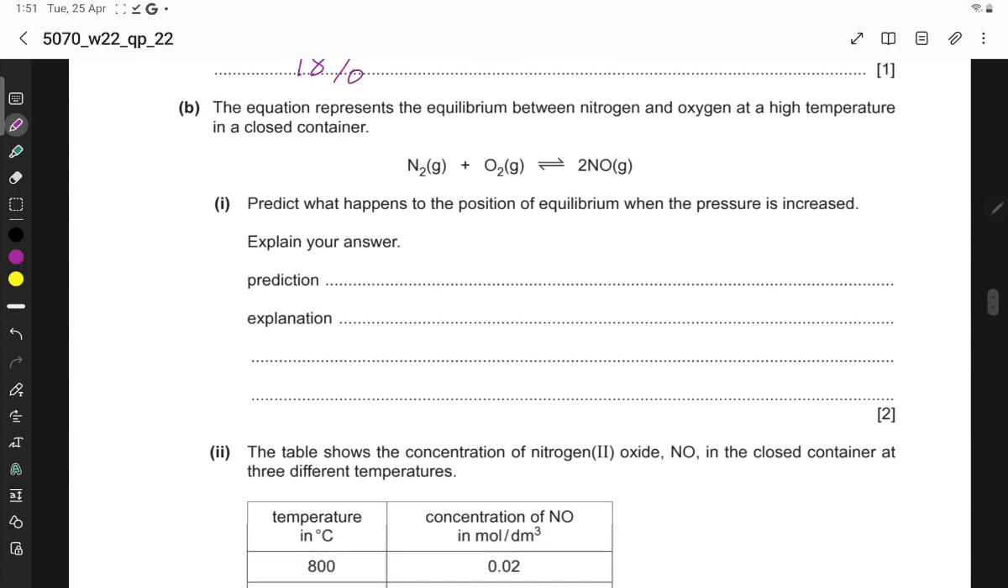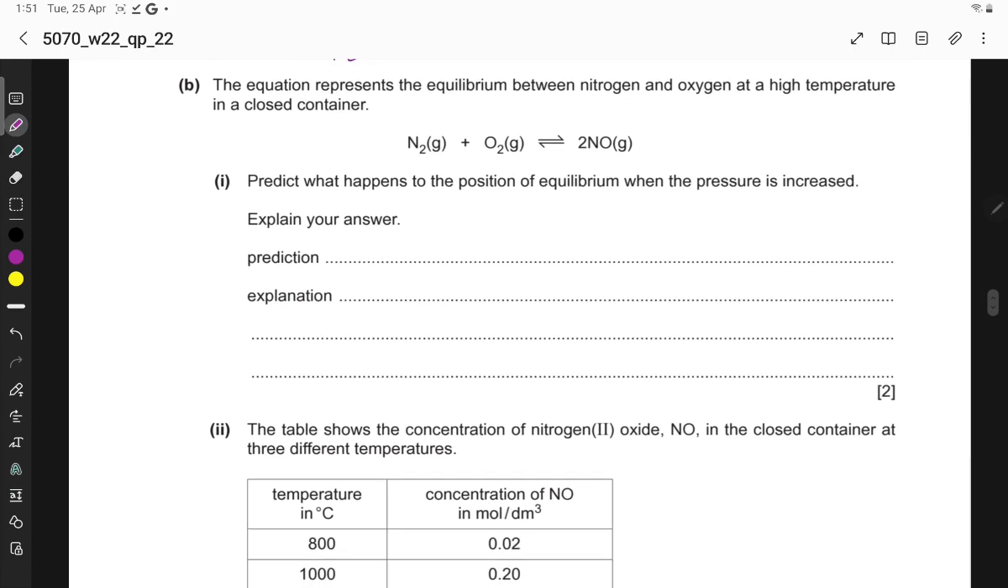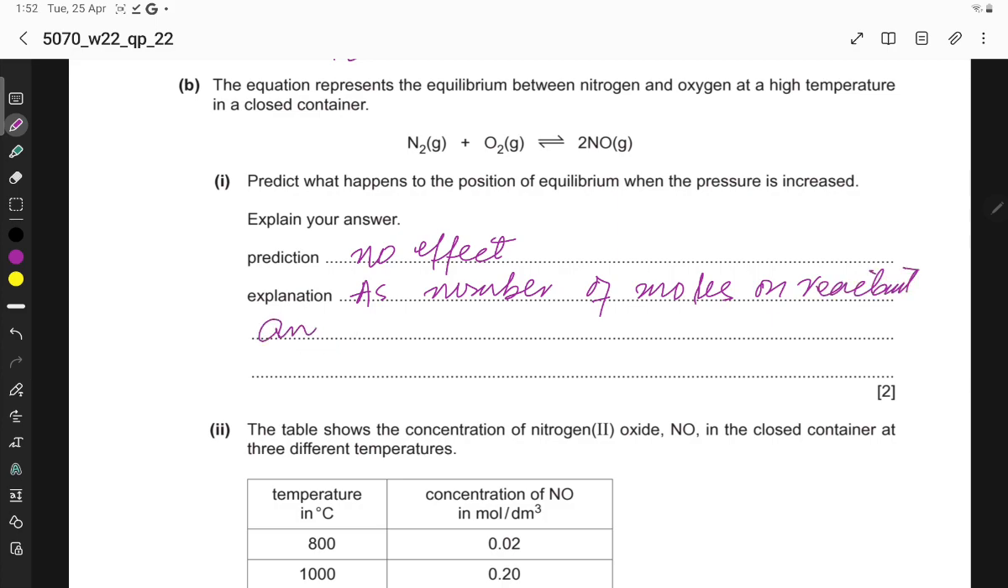The equation represents the equilibrium between nitrogen and oxygen at a high temperature in a closed container. Predict what happens to the position of equilibrium if pressure is increased. No effect, as the number of moles on the reactant and product side are the same.